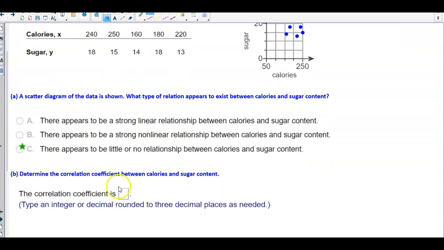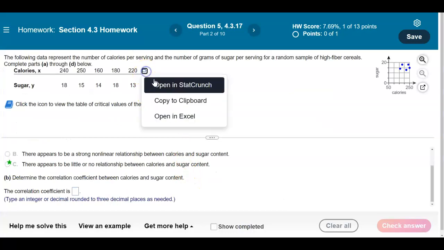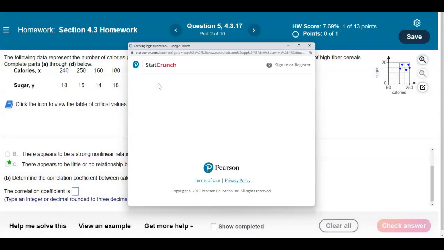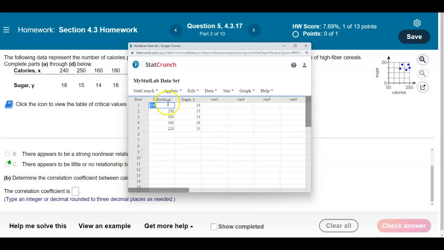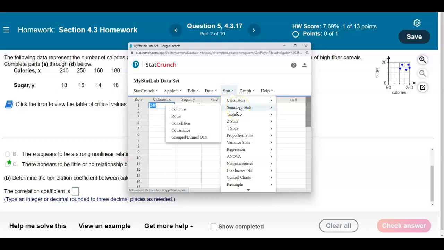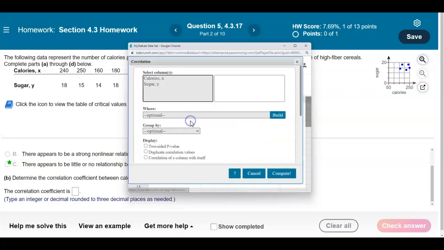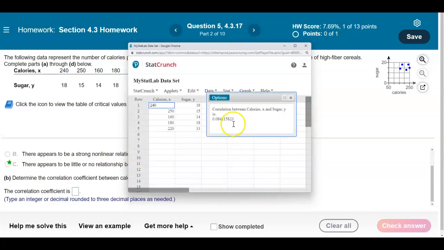The next question, part B, says we want to determine the correlation coefficient between calories and sugar content. So let's go ahead and open the data up in StatCrunch. We have calories in the first column, sugar in the second column. We can go to Summary Stats, and then select Correlation. Make sure that we select both of these. Select Compute. We want to round this to 3 decimal places.